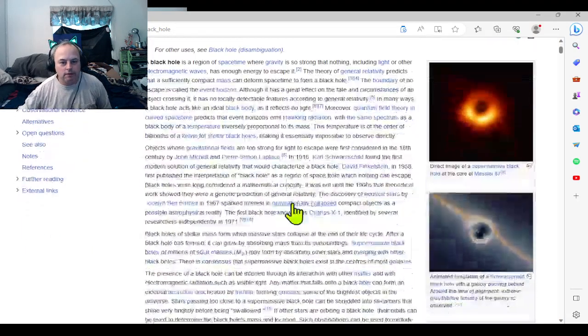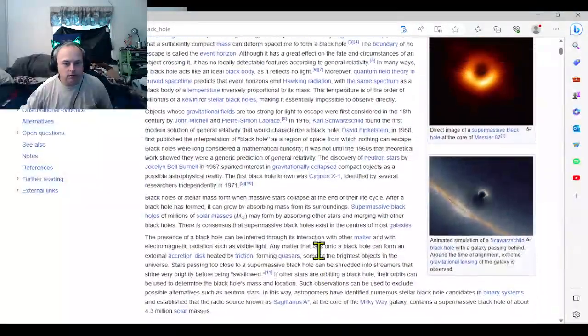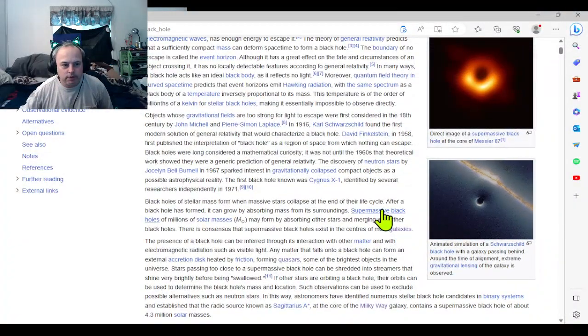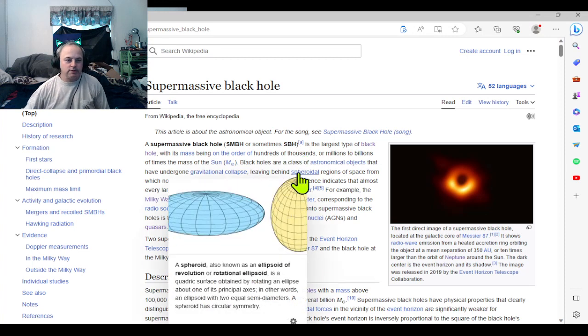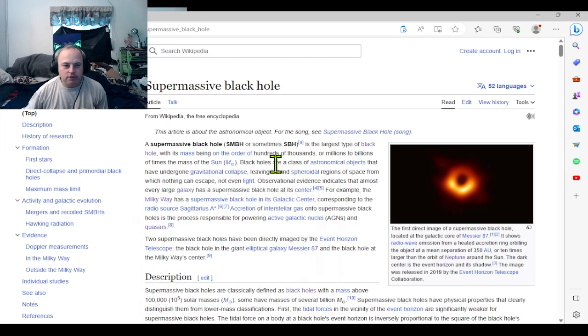Black hole, and then we look at a supermassive black hole. Supermassive black hole is the largest type of black hole, its mass being on the order of hundreds of thousands or millions of billions of times the mass of the sun, or even a trillion. So hundreds of billions of the mass of the sun.